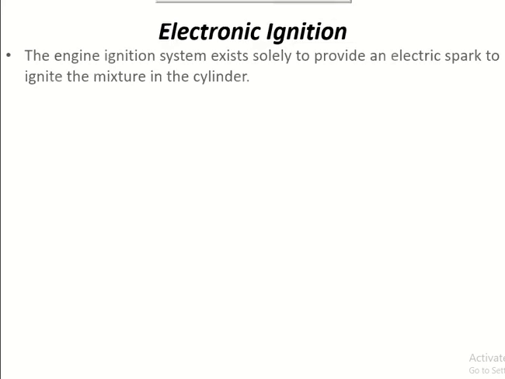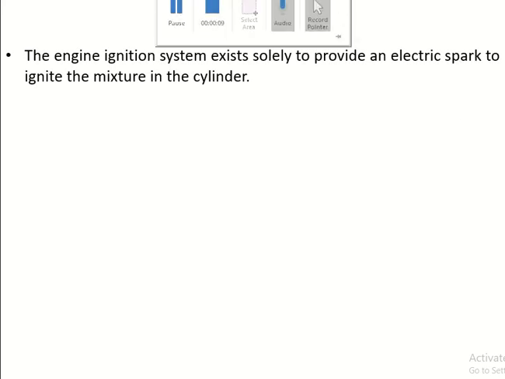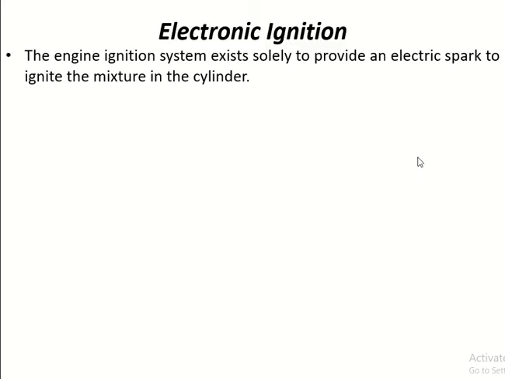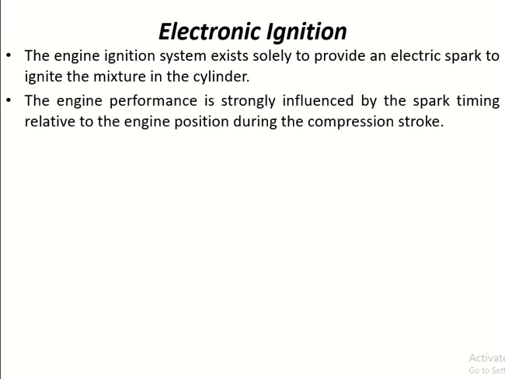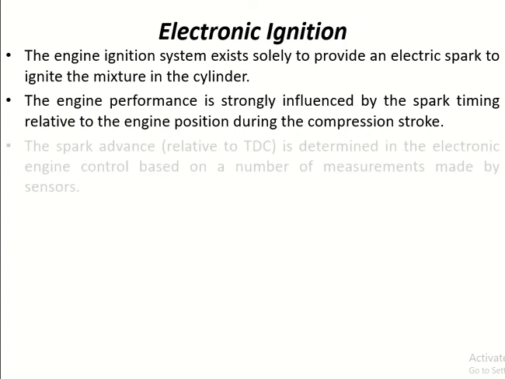In today's lecture, we will start with the electronic ignition system. The engine ignition system exists solely to provide an electric spark to ignite the mixture in the cylinder. The engine performance is strongly influenced by the spark timing relative to the engine position during the compression stroke.